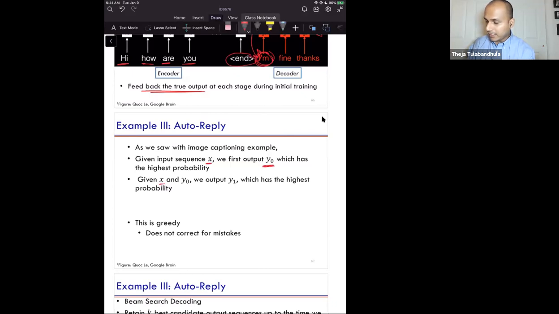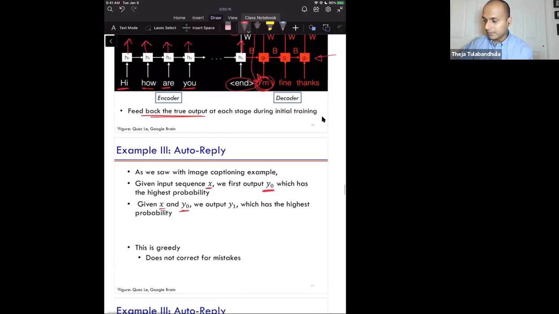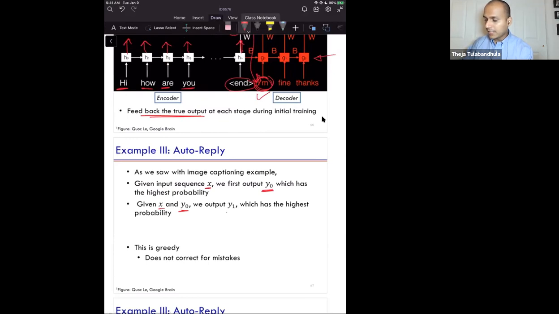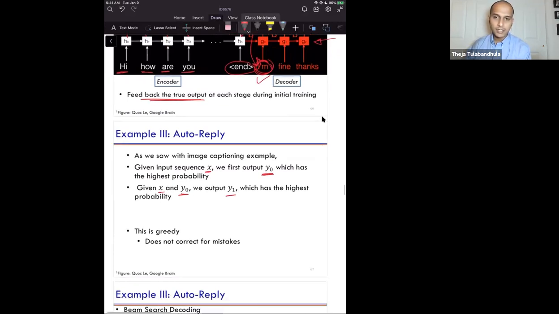Then we have the partial output, right? So we chose the first word to be the word with the highest probability. Then we feed it again as input, and then we produce another word, which also has the highest probability, and so on. So picking the word with the highest probability in this manner, step by step, is essentially a greedy strategy, a greedy algorithm.